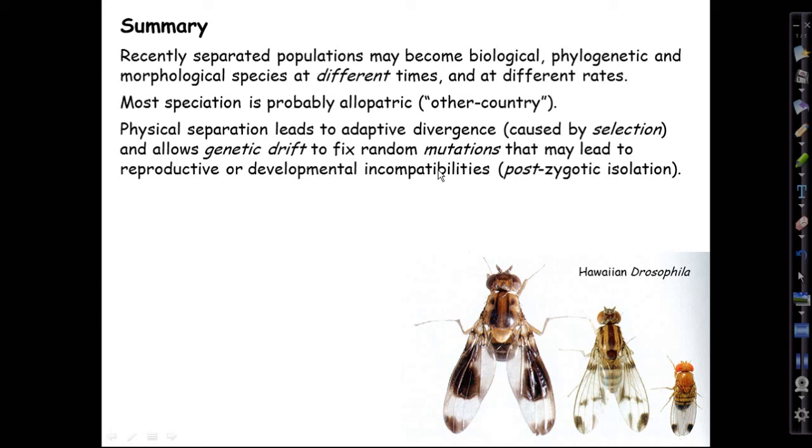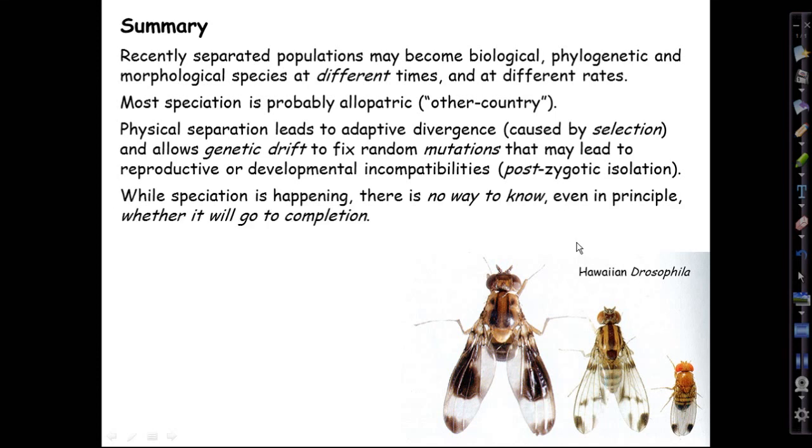As we just said, the physical separation leads to adaptive divergence, which will be driven by selection, and also allows genetic drift then to fix random mutations that could lead to reproductive or developmental incompatibilities later if the two populations come back together, in which case they will experience, in addition perhaps to pre-mating isolation, but perhaps not, but they may experience post-zygotic isolation in the form of hybrid inviability or sterility, which will help cement the speciation that got going while they were apart.